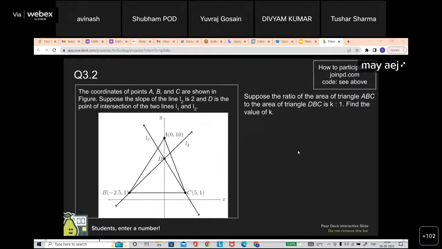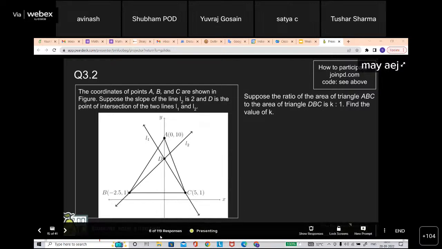For the bigger triangle, the vertices are given already. For the smaller triangle, we already calculated the coordinates of D. So you can easily calculate the area using the coordinates, or otherwise very easily using the formula height into base. The ratio of 10:6 is the answer. Okay, let's see that. You can answer here in this response.